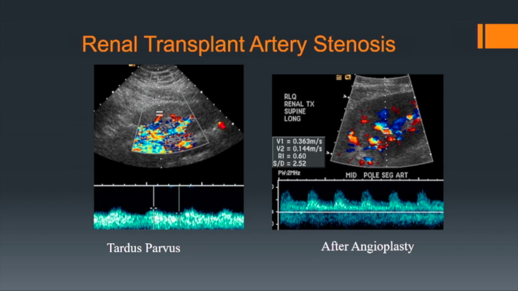And this is another patient showing how the tardus parvus waveform can change or improve after treatment. So here's a patient with renal artery stenosis on the left. This is the intrarenal artery waveform showing tardus parvus. The same patient after successful angioplasty, and the tardus parvus has gone away. You've got a nice sharp upstroke in early systole.